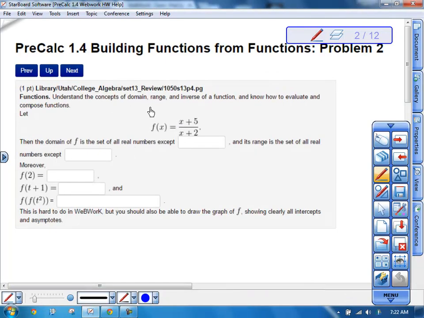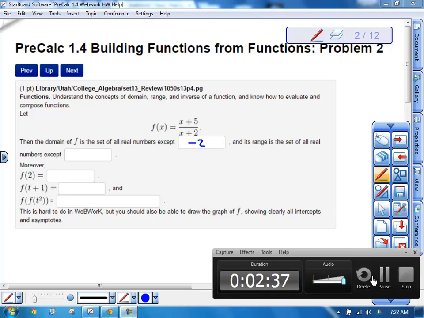Alright, next one says, understand the concepts of domain, range, and inverse function. The domain of this function right here is the set of all real numbers except we can't have negative 2, because that's an undefined value. So we can't stick in negative 2. The two things we need to look out for with domains are zeros in the bottom of fractions and negatives underneath square roots. Now the range itself is the set of all real numbers except where there's a horizontal asymptote.